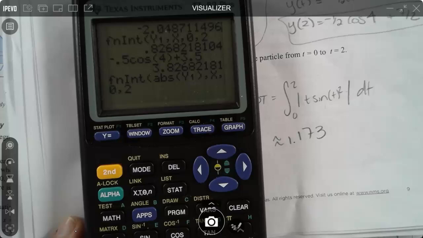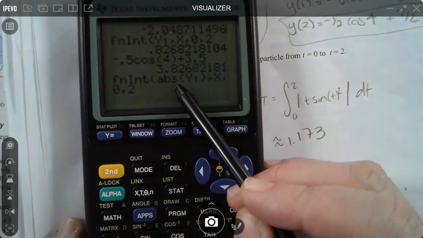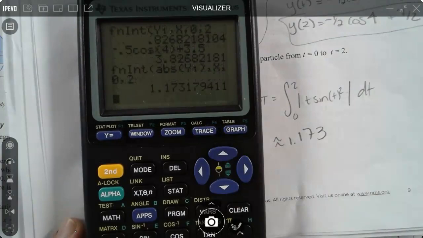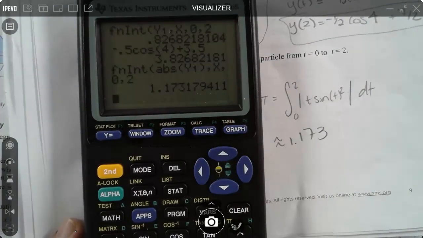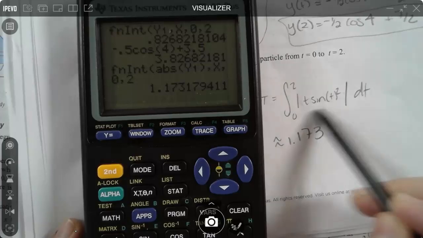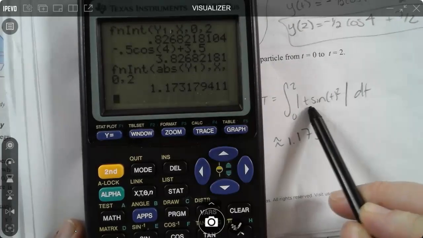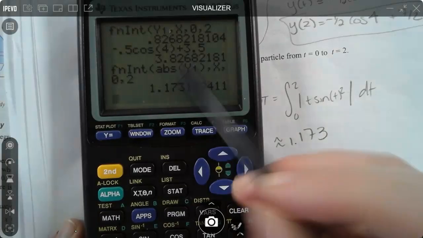Yes, because this is the absolute value of y1. It's still thinking. It takes it a long time to calculate whenever you start doing more things to it. But there you go. Same thing. Here I did it in y1. In y1 I put absolute value of this. For this one I put it here. Either way works.